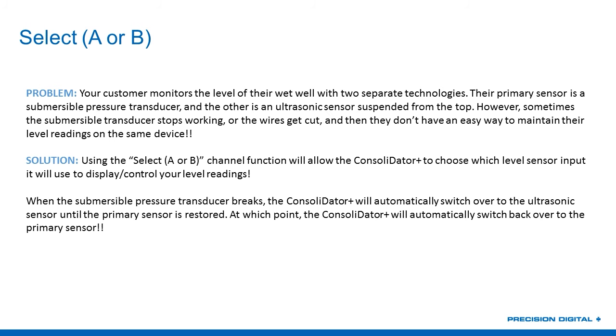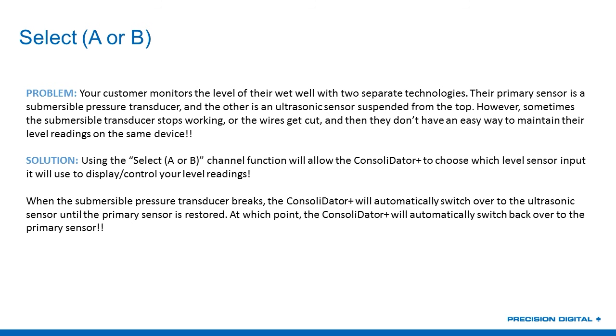However, sometimes the submersible transducer, the wires get cut, it stops working, we get bad signals or something, okay? So when that submersible transducer stops working for some reason, we don't want to rely on that for our level reading. We want to switch over to the ultrasonic sensor. And so that's exactly what the Consolidator Plus can be set up to do. So again, just to go over it, you have 2 level readings. The Consolidator Plus is only going to be accepting 1 at a time, but you can tell it when to choose which input to actually use. So to do this, it's going to take about 4 or 5 different objects.